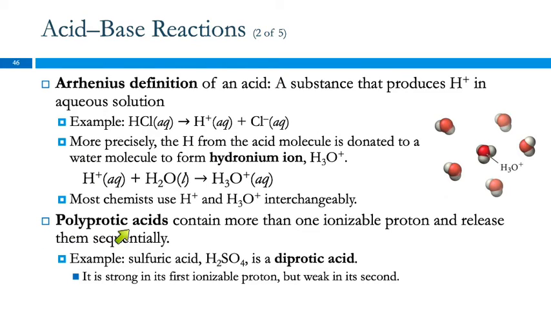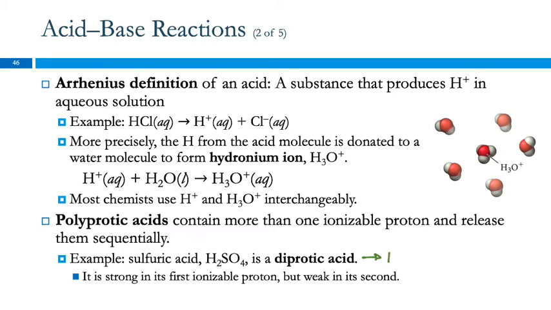A polyprotic acid has more than one ionizable proton. So it has more than one hydrogen that can be released. Those are released one at a time, sequentially. Sulfuric acid, H2SO4, has 2 hydrogens up here. The ionizable hydrogens are always written first. So 2H, there's 2 of them that can come off. This is called a diprotic acid. So it can lose 1.